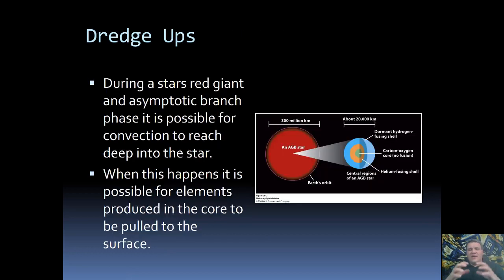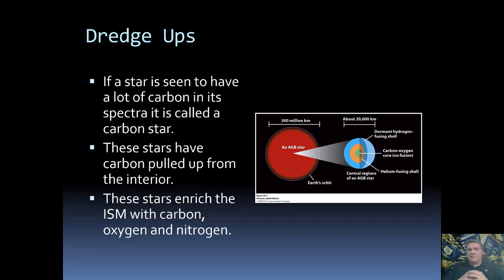Now, during the star's red giant and asymptotic giant branch phases, it is possible to have what are known as dredge-ups, where we have convective cycles that go all the way down to the core and back out to the surface. This is going to bring those heavier elements up to the surface. So it is possible to actually see some stars that have a higher content of carbon in their atmospheres than normal.